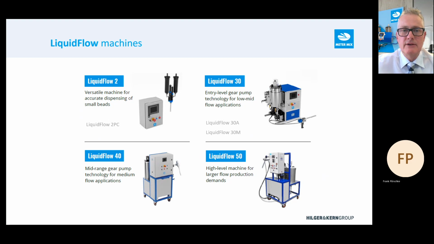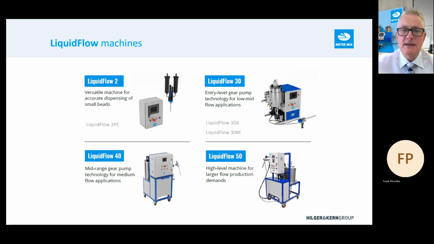Again, in the range, we have a liquid flow 2, which is the smallest machine in the range. This is one of the newest machines within the Meter Mix range, which is called the liquid flow 2 PC. The 2PC actually stands for 2 progressive cavity. So that's why we call it a 2PC. So the technology for the liquid flow 2 is the progressive cavity metering system.